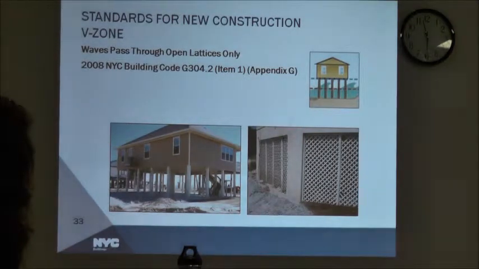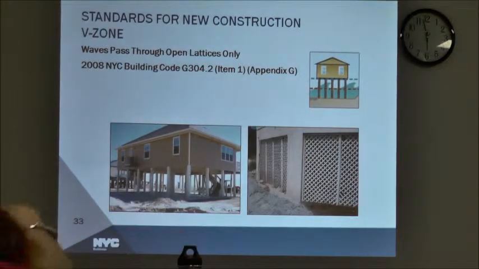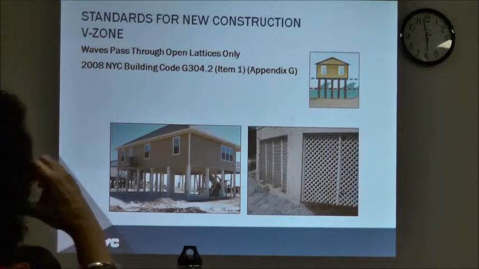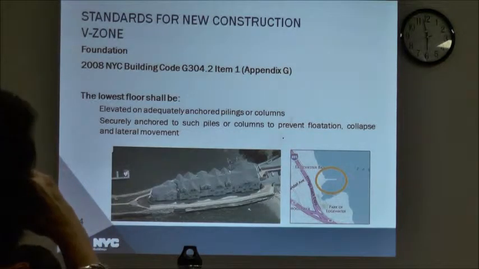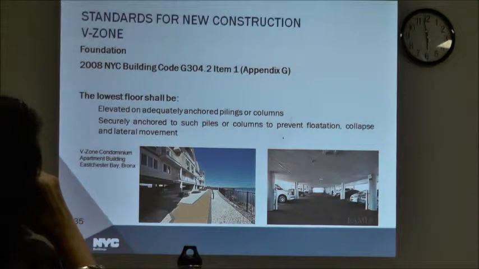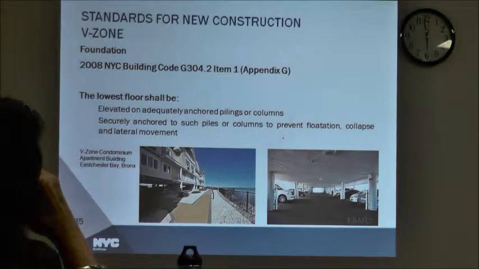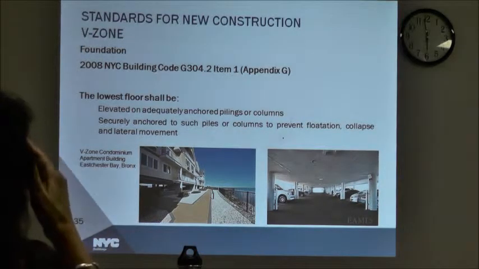So V-Zone, as I mentioned previously, has more significant and more stringent construction requirements. There is not a distinction between non-residential and residential. In the V-Zone, you basically have to elevate on piles. So the requirement is that the lowest floor be elevated on adequately anchored piles or columns. This is typical V-Zone construction in New York City. You have the parking underneath and everything's elevated above. So the lowest floor has to be elevated and anchored on piles or columns.